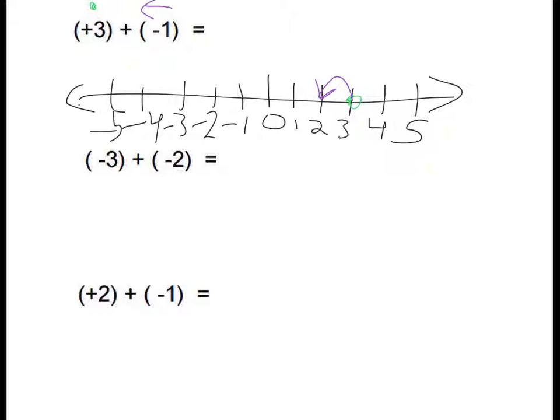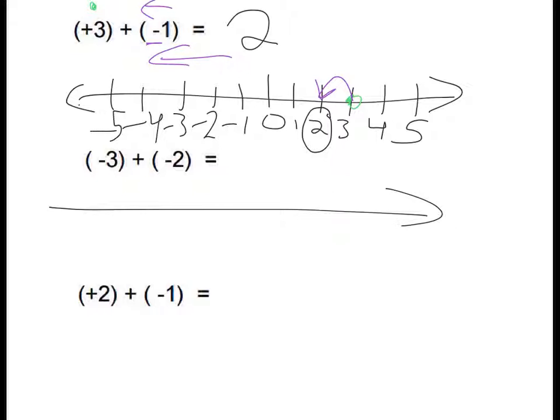Well, why did we go to the left? Because when we have a negative, it needs to go to the left because negative numbers are on the left. And then we're going to circle our answer. In this case, it's +2. Let's draw another number line.